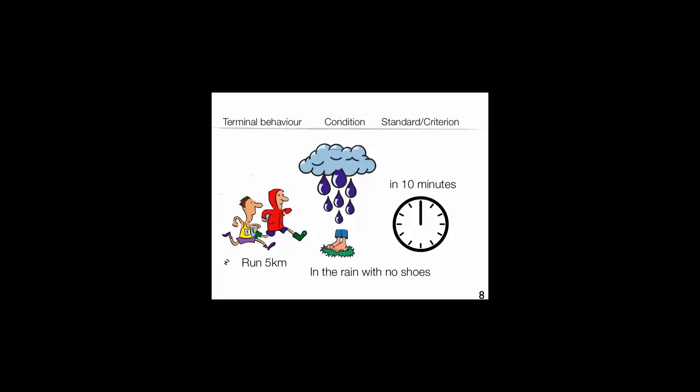This is an example of a learning objective. The terminal behavior in this case is to run 5 kilometers. The condition is in the rain with no shoes. And the standard or criterion is in 10 minutes. So if you were to write a learning objective for this task, you would say, given rainy conditions and the fact that the learner has no shoes, the learner will run 5 kilometers in 10 minutes or within 10 minutes successfully. This is an example of a learning objective.